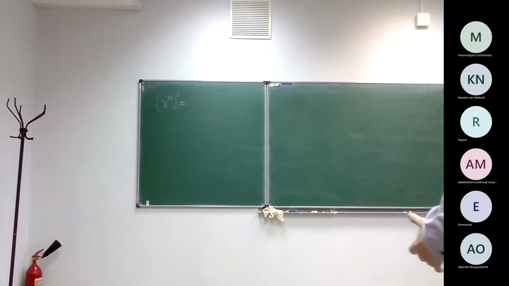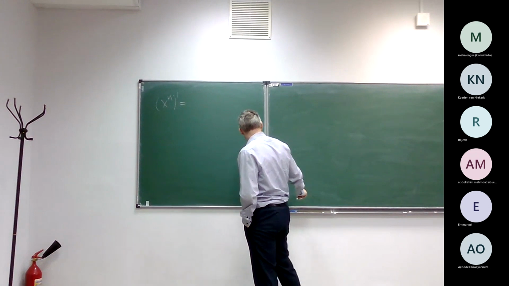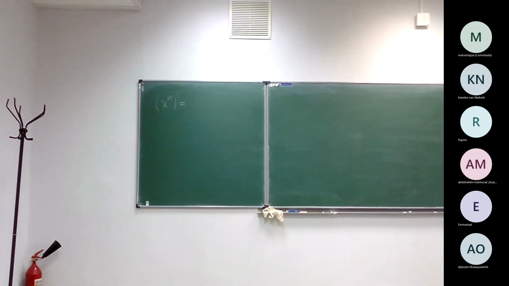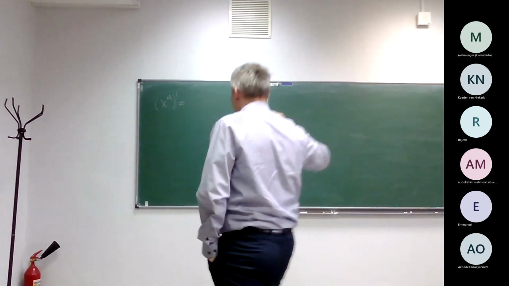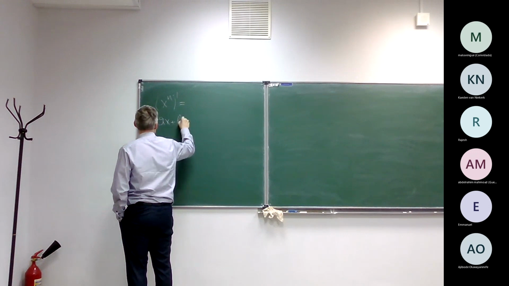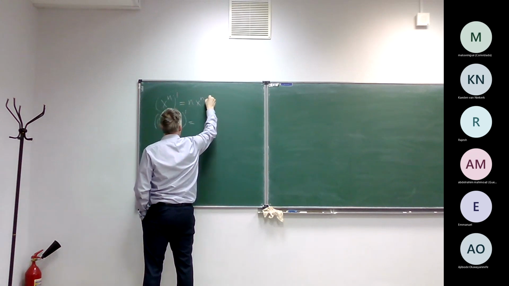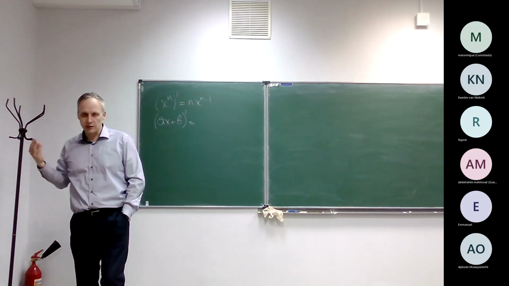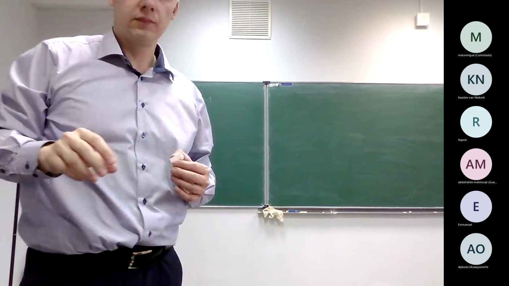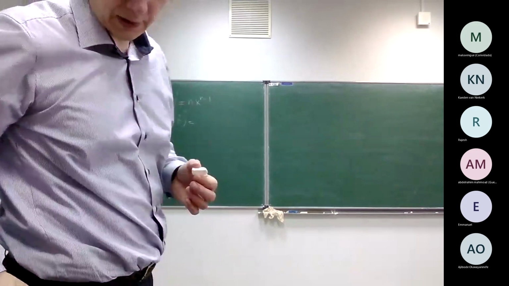By the way, what is the exact value of the first derivative for a linear function? Suppose that the function is ax plus b, a linear function. What is the exact value of the first derivative of ax plus b?